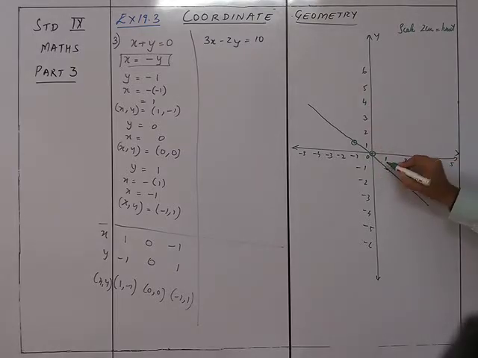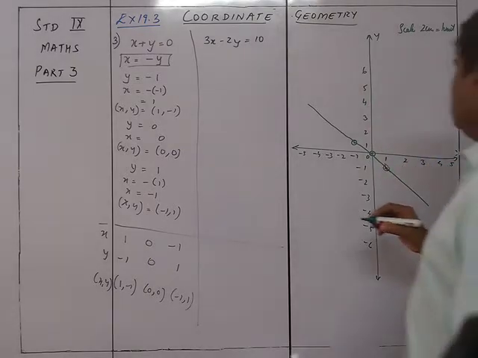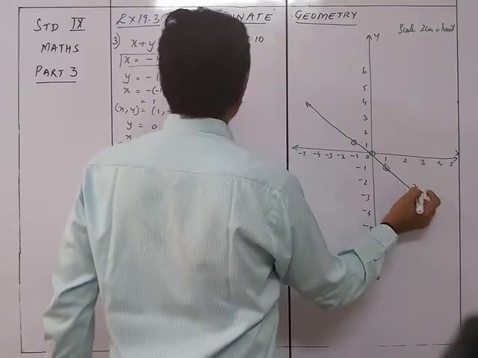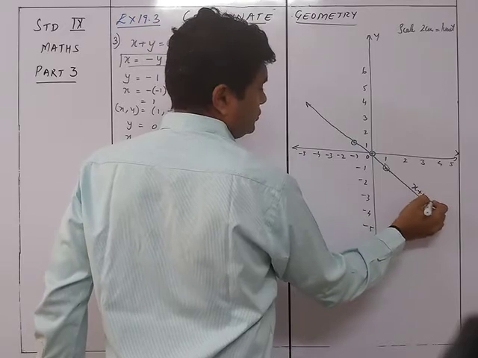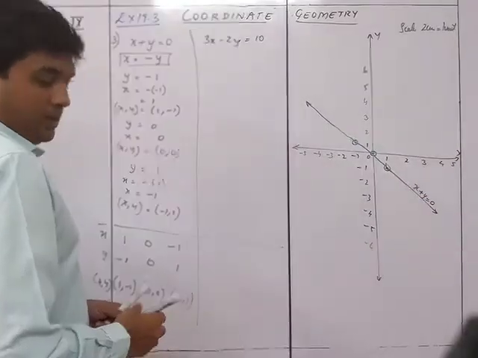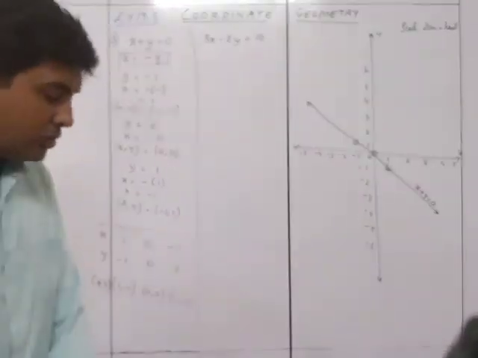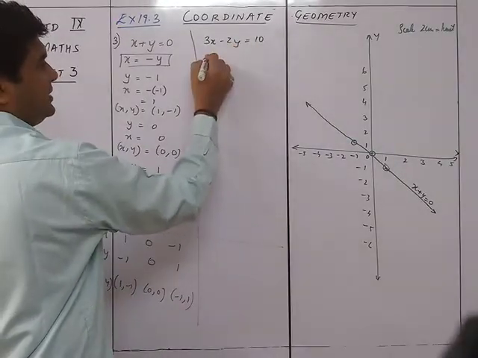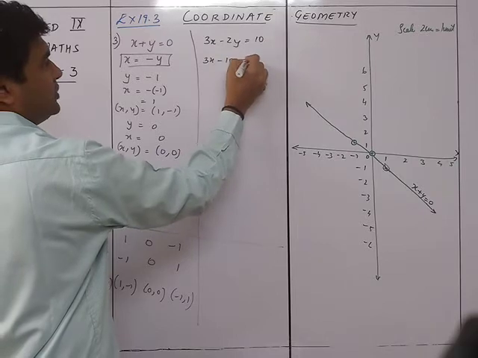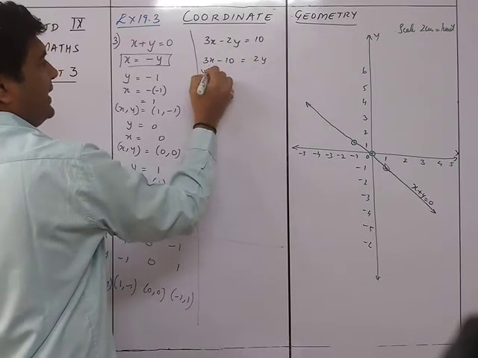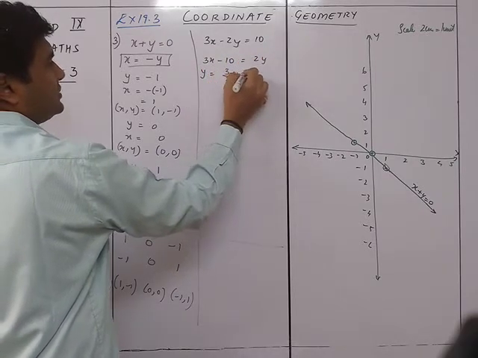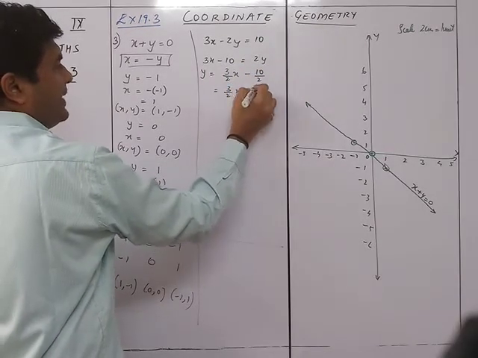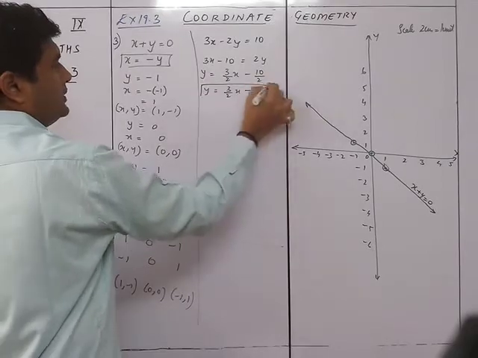So the straight line will be such that x plus y equals 0. I will take the next one. In the next one we have, we'll take this on this side. So it will be 3x minus 10 equals 2y. So y equals 3 upon 2 x minus 10 upon 2. So that will be 3 upon 2 x minus 5. So y is equal to this thing.